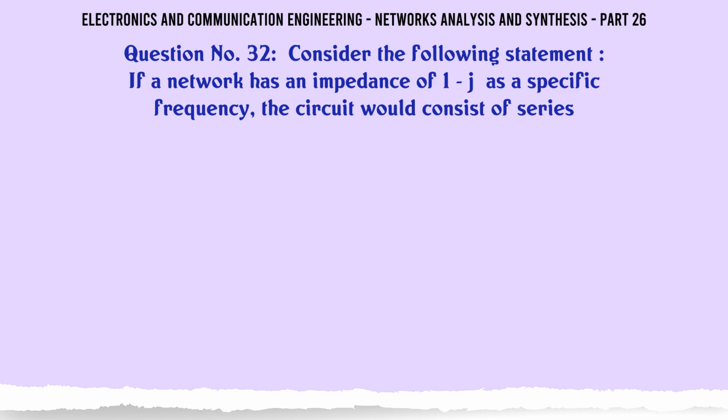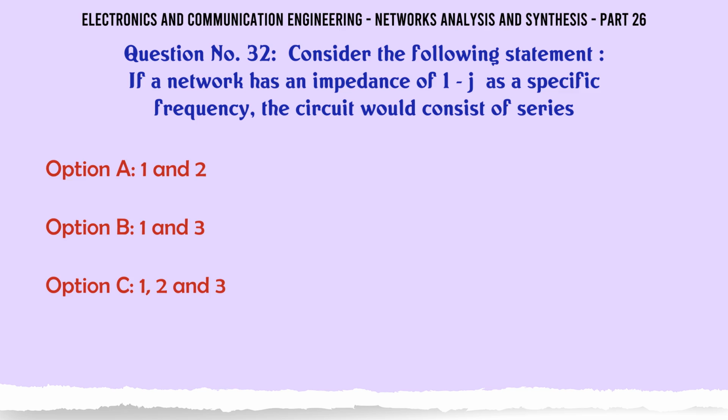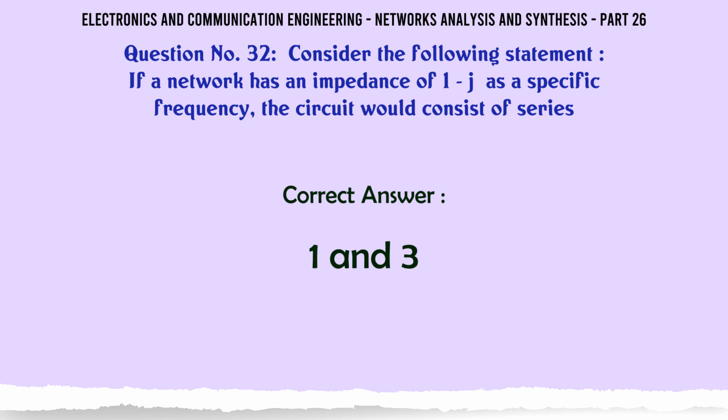Consider the following statement: if a network has an impedance of 1 + j at a specific frequency, the circuit would consist of series A. 1 and 2, B. 1 and 3, C. 1, 2 and 3, D. 2 and 3. The correct answer is 1 and 3.